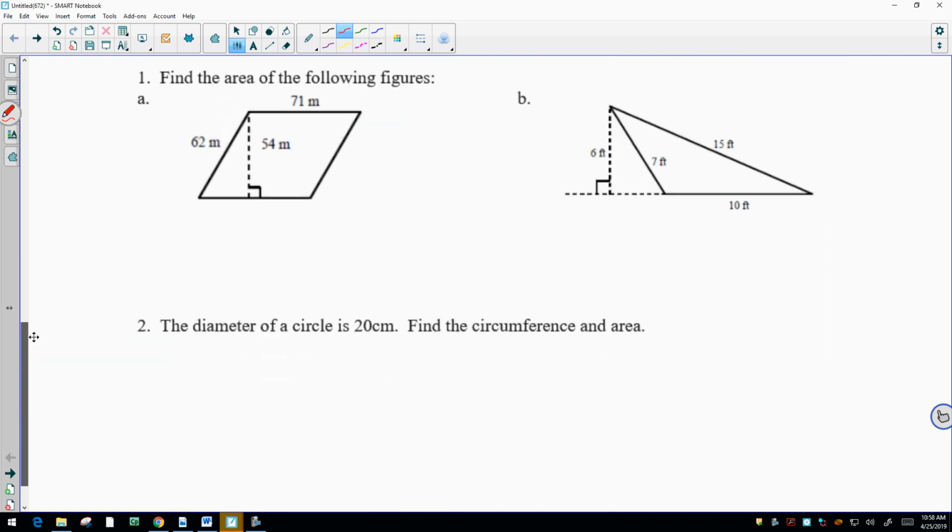Okay. How do these work? So we're going to find the area of the following figures. So here we have a parallelogram. I always like to write my formula down first. The more I write it, the more I remember it. And then it's just easier for me to think, what am I going to plug in?